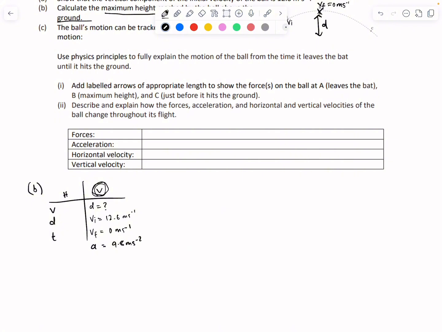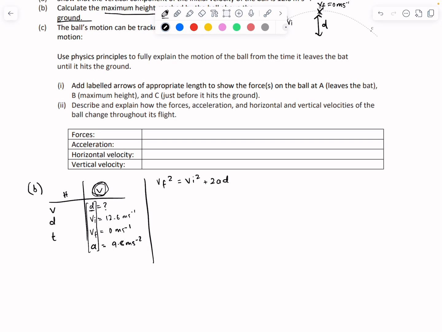What we have to do is look at our resource sheet. What kinematics equation is going to be the most appropriate to figure out what our distance value is? Take a minute, pause, try pick one. The one that I have picked out is VF squared equals VI squared plus 2AD. Okay, this uses all of this information.